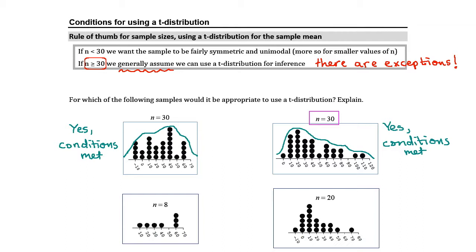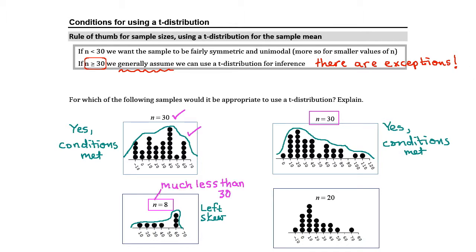In this first example, we had both sample size and shape on our side. On this second one, it's more the sample size that's our reason for saying yes. The next one, we see n equals 8, and it looks like we do have some pretty serious left skew. N equals 8 is not only less than 30, it is substantially less than 30.